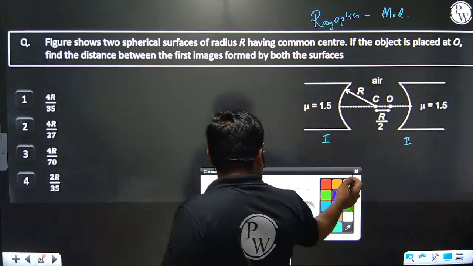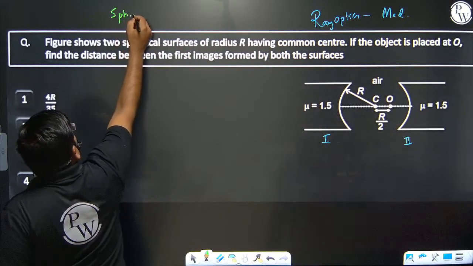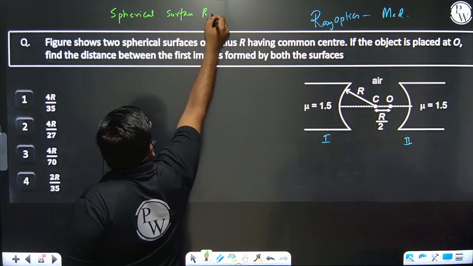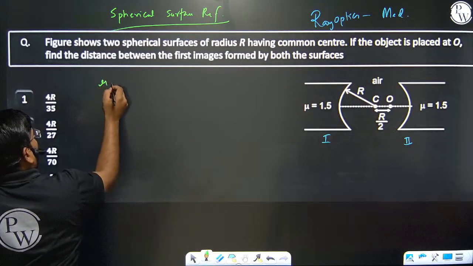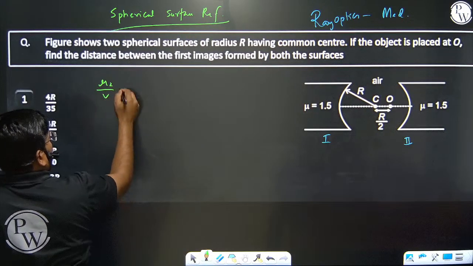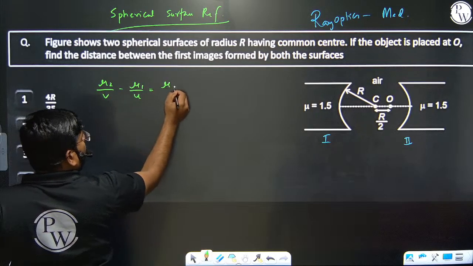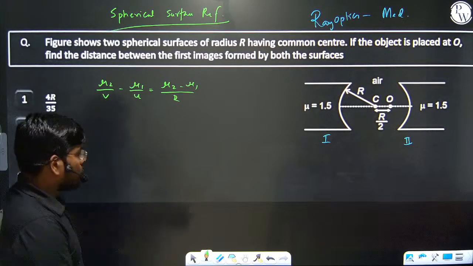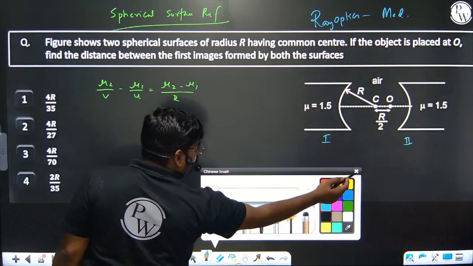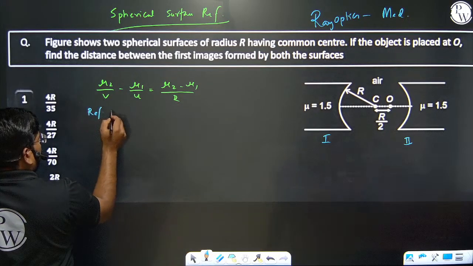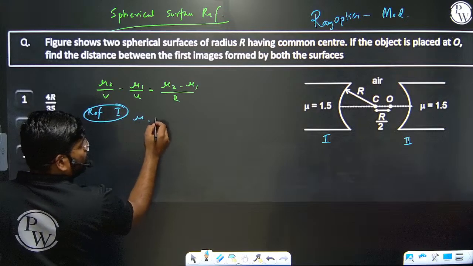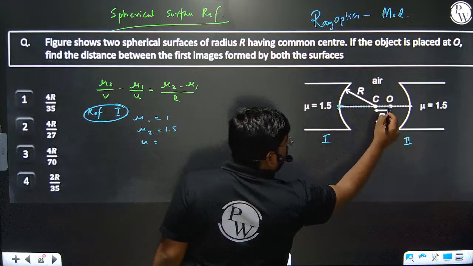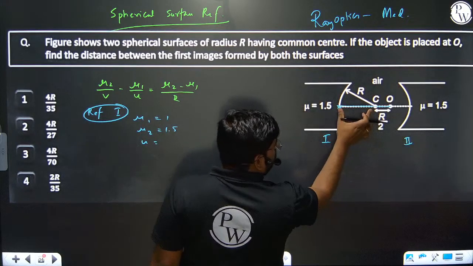So let us do spherical surface refraction. What is the formula? Mu2 by V minus mu1 by U is equal to mu2 minus mu1 by R, and the only thing you have to be careful about is what value you substitute. First, for the first surface, refraction at surface 1. Just write mu1 is 1, mu2 is 1.5, and U is, from this surface, this is the light direction, we are going in the opposite direction, so R plus R by 2.